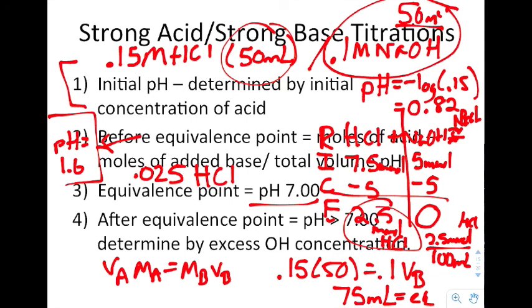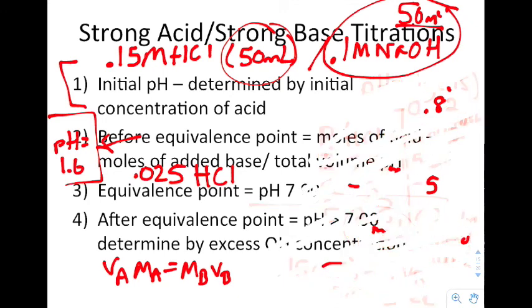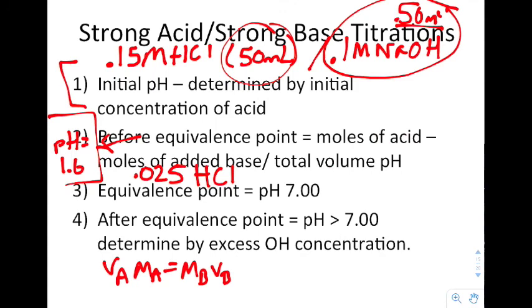Now, once you exceed the equivalence point, this changes. The pH is now determined by the excess OH concentration. So I'm going to go ahead and erase this. We're going to look at it again as another RICE chart. If I exceed the equivalence point, let's say this time instead of adding 50 mils, I add 100 mils, because remember my equivalence point was 75.